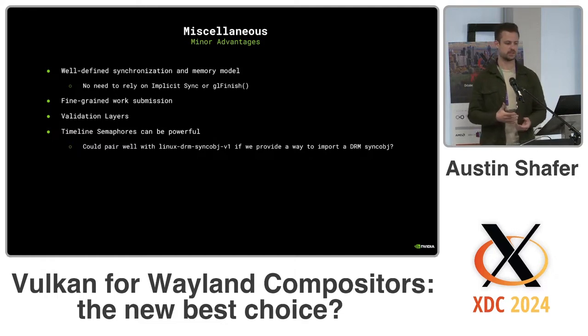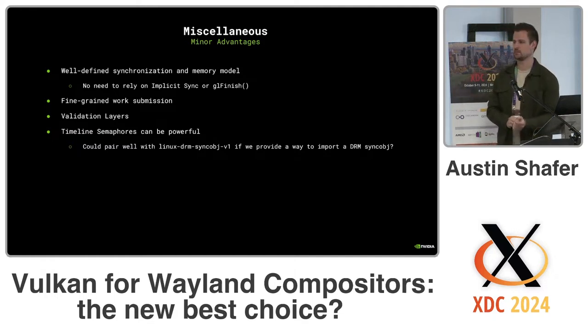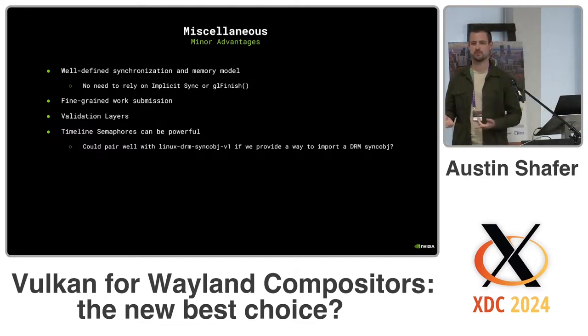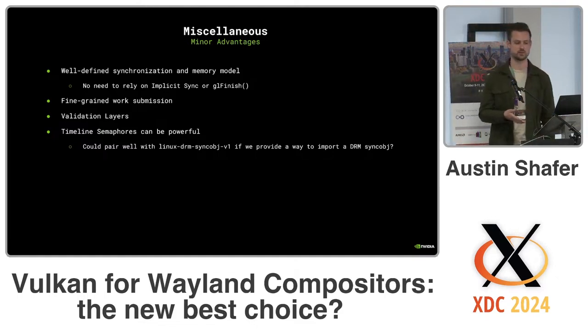And also, timeline semaphores are really interesting, and I think maybe could have some cool implications for explicit sync in compositors. Like, for example, could we turn a DRM timeline sync object into a Vulkan timeline semaphore? Maybe there's some spec expansion we can do there.